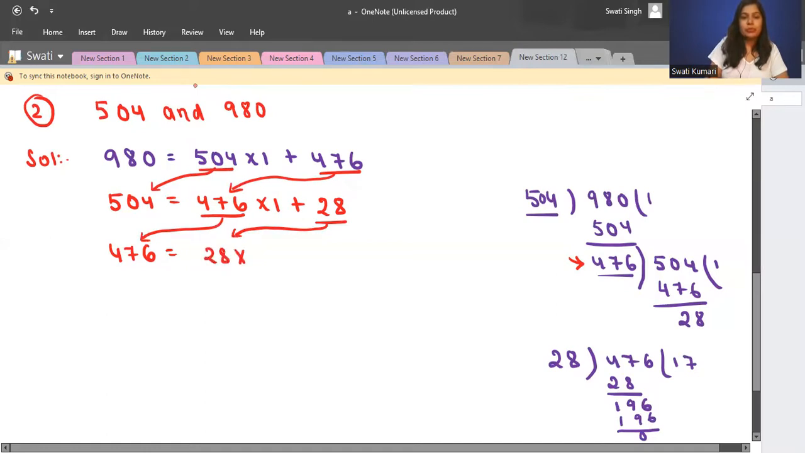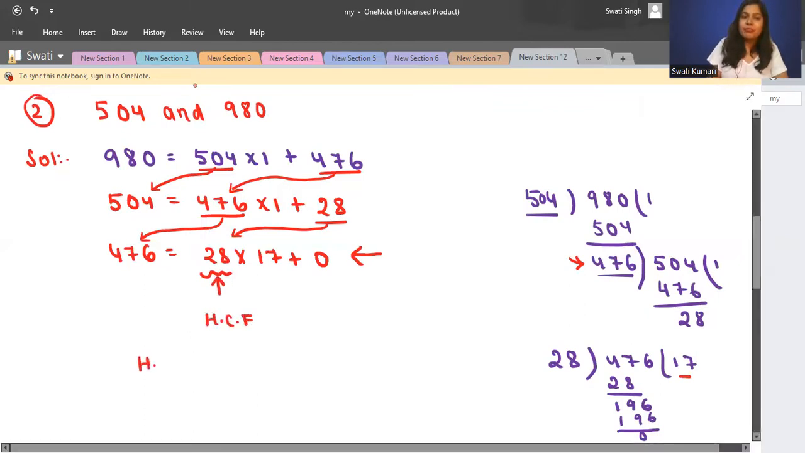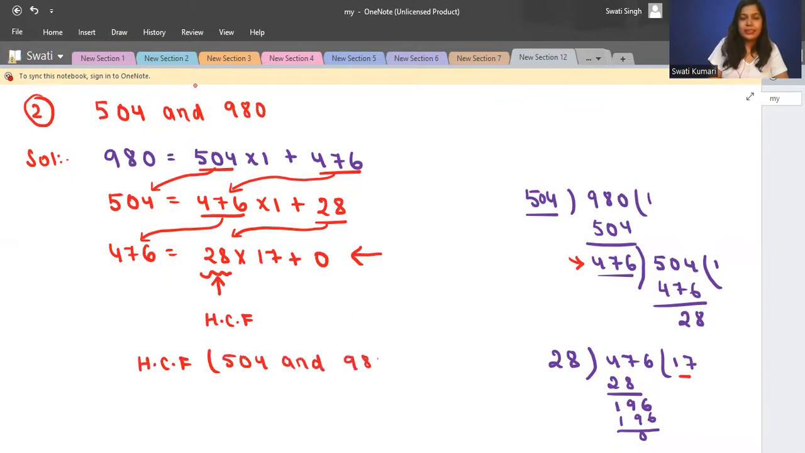So 28 into quotient is, as you can see here, 17, but here we are getting our remainder 0. That means now we can stop here. Why? Because we got the remainder 0. And because we got the remainder 0, you have to check what is the divisor, right? So that is 28. And this is nothing but our HCF. So yes, we got the answer of HCF of 504 and 980, which is 28.